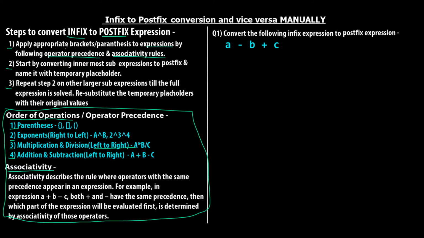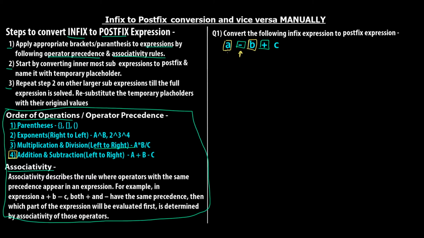So step number 1, apply appropriate brackets to expression by following operator precedence and associativity rules. So when you're taking this example, question number 1, we have a minus b plus c. Okay. So we have minus operator and we have plus operator. Now if you see the operator precedence, priority number 4 is for addition and subtraction. Addition and subtraction have the same priority, same precedence. So in that case, you have to go from left to right. So whichever operator is on the left, that happens first. So minus will happen first. And for minus, the 2 operands are a and b.